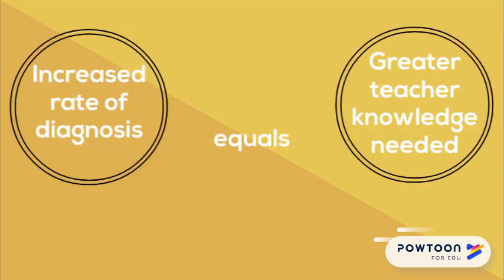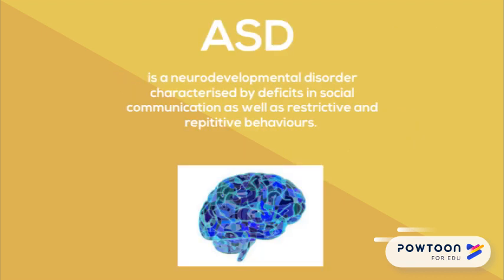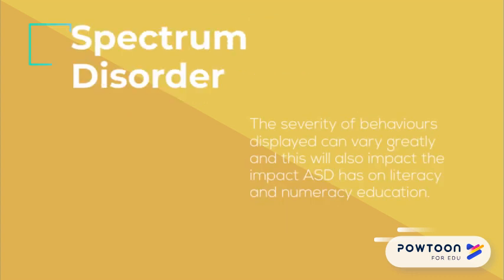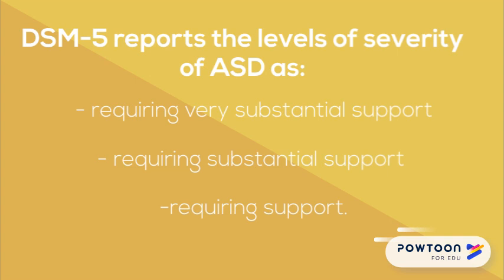Weintraub has reported an increased rate of diagnosis of ASD, meaning educators need to have an understanding of suitable teaching practices for children with ASD. Jang reports that ASD is a neurodevelopmental disorder characterised by deficits in social communication and interaction, as well as restrictive and repetitive patterns of behaviour. Given ASD is a spectrum disorder, there is a wide range of ways children are affected by it. The DSM 5th edition describes 3 levels of severity, including requiring very substantial support, requiring substantial support, and requiring support.